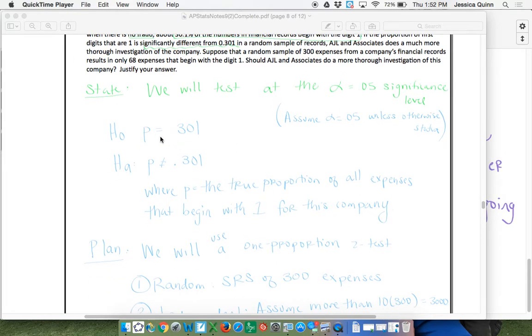Our null hypothesis is the proportion of ones is going to be no different than if it was just a valid expense report. So p equals 0.301. The alternative hypothesis will be that it's just something different from that. So p is not equal to 0.301. And p is the true proportion of all expenses that begin with a 1 for this company. So that's our state.